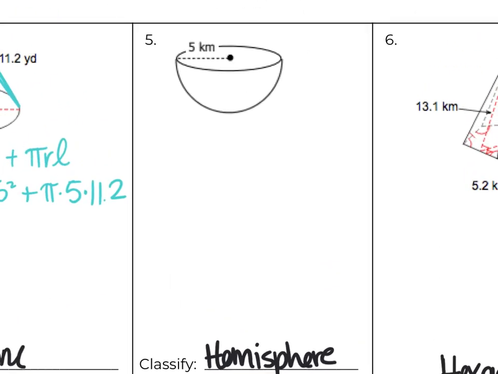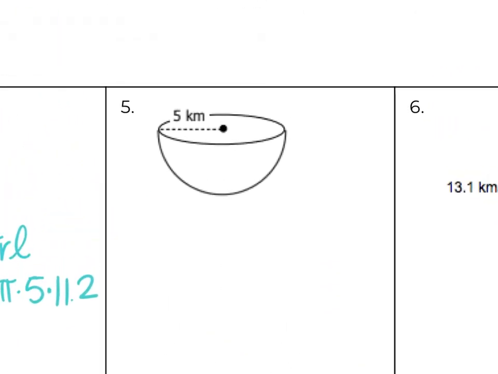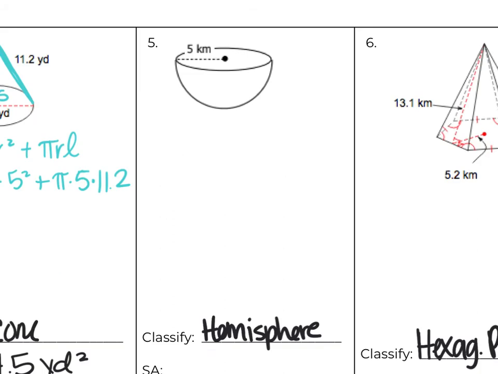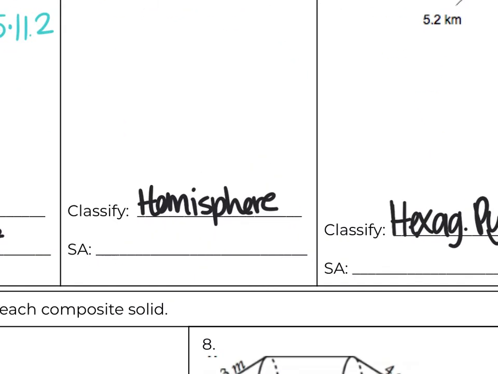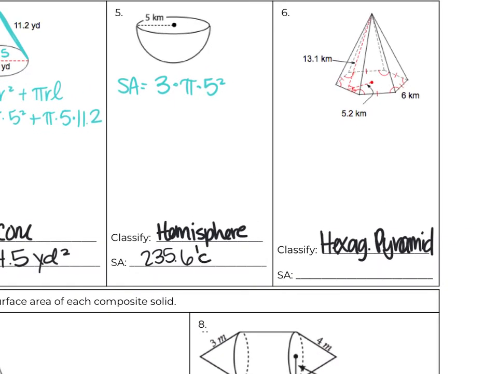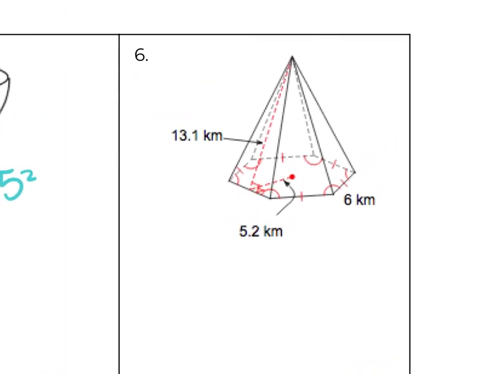Okay, I want you guys to try the hemisphere totally on your own. Let's do 1 minute. So we did SA for hemisphere. We do 3 times pi times 5 squared, which gave us 235.6 kilometers squared.